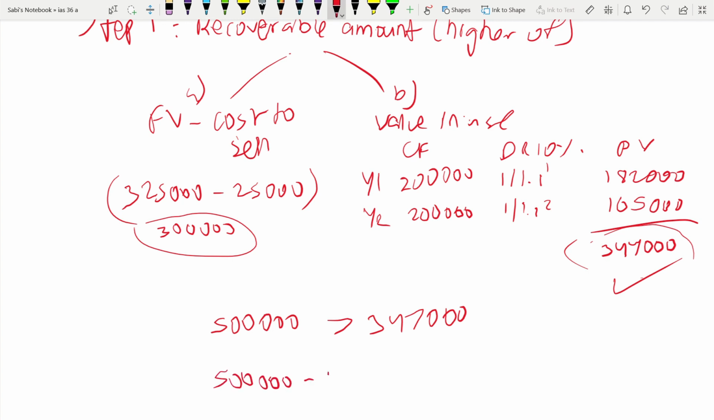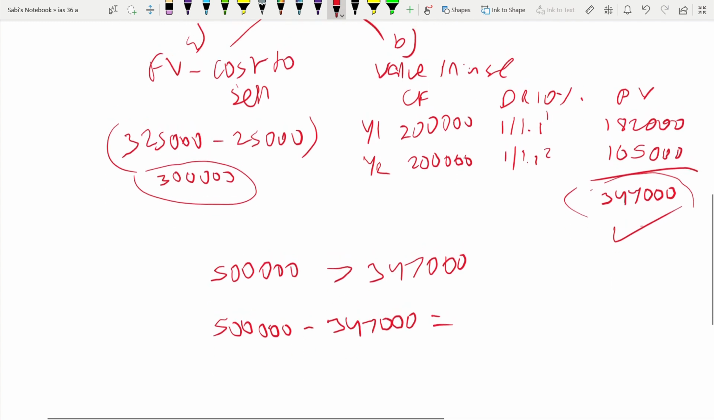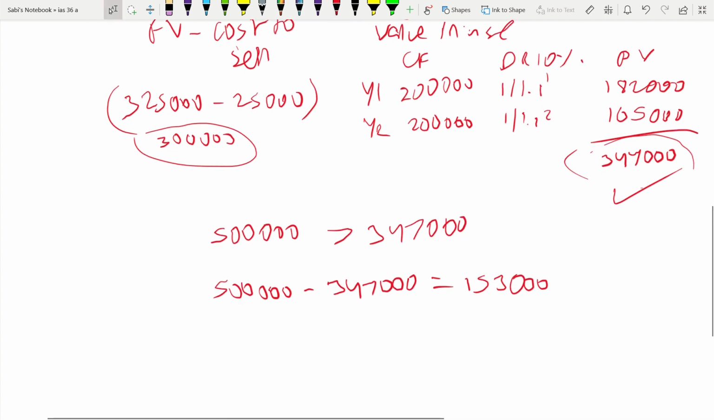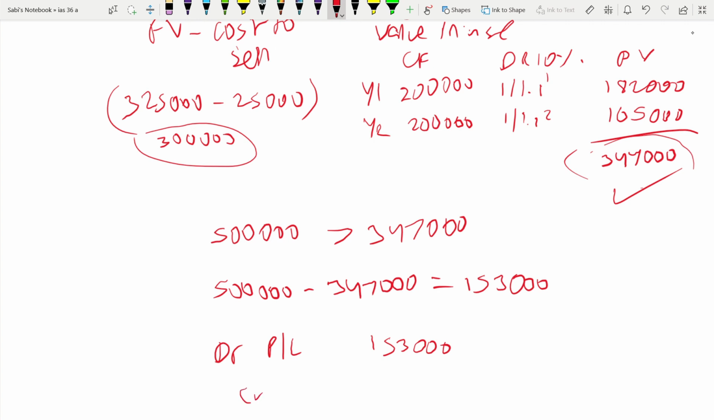500,000 minus 347,000. Not always an impairment occurs. Okay, you need to first find out impairment has taken place or not. Once it has taken place, then you calculate the impairment, and it is the difference, which is 153,000. This is the impairment. And how do you charge it? You debit it in the P&L account in the normal situation when no revaluation has taken place. Debit P&L 153,000. Credit where? In the asset.